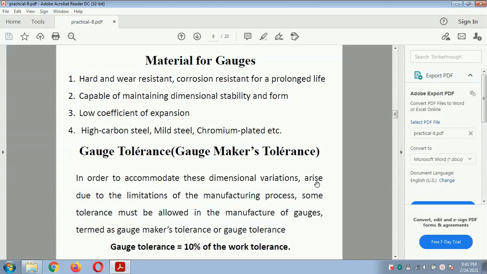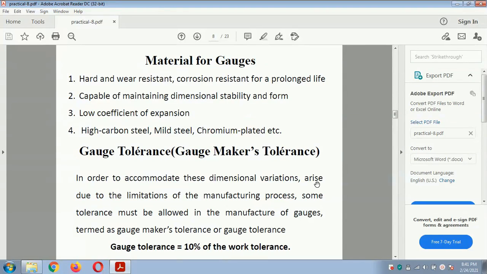The material for the gauges. Hard and wear-resistant materials are used for the manufacturing of these gauges. It has a low coefficient of expansion. The materials generally used are high carbon steel, mild steel or chromium plated steel.